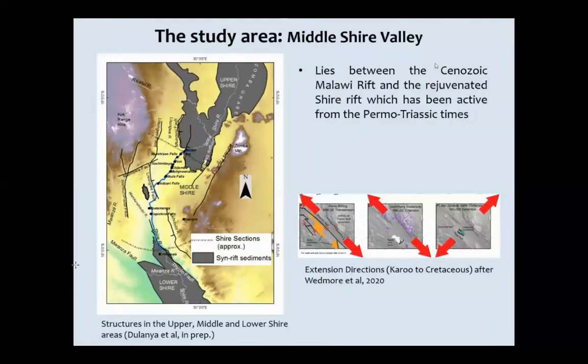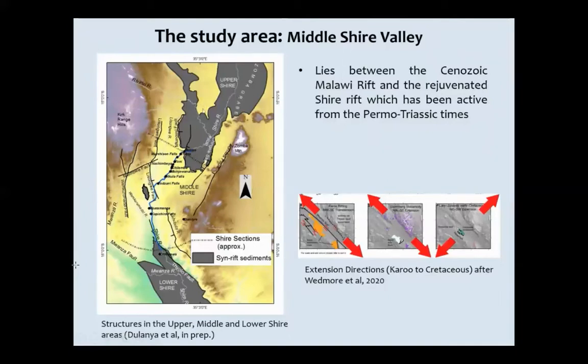The Lower Shire Basin, just to emphasize what I said earlier on, has been an area of active extension at various geological times, and we can see the northwest-southeast extension that was predominant in the region from the Karoo age, and then it rotated to the northeast-southwest extension in the Cretaceous times, resulting in various dike injection and deposition of various sedimentary units in the Lower Shire Basin.